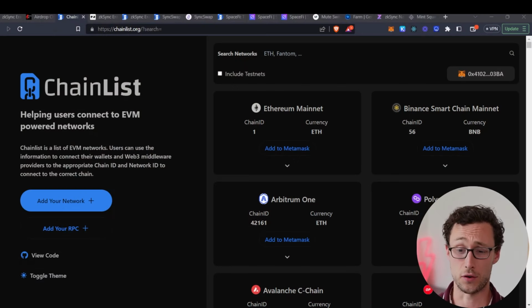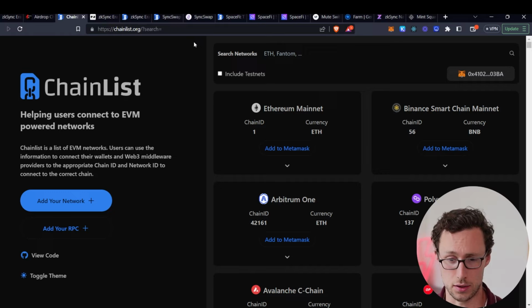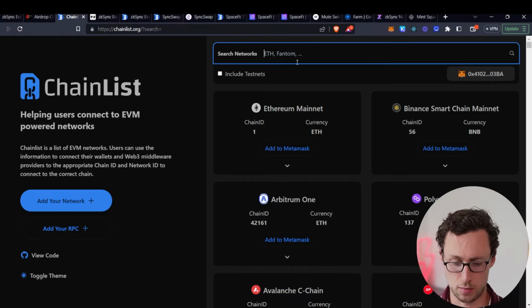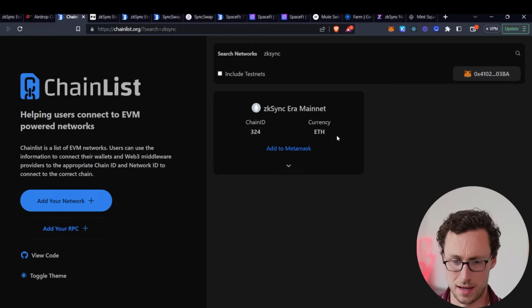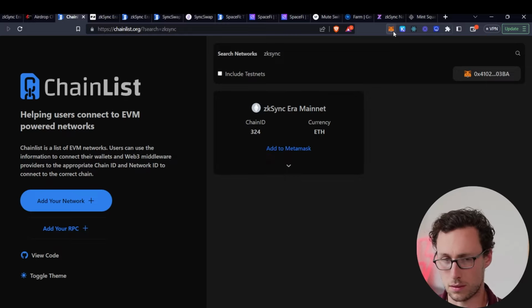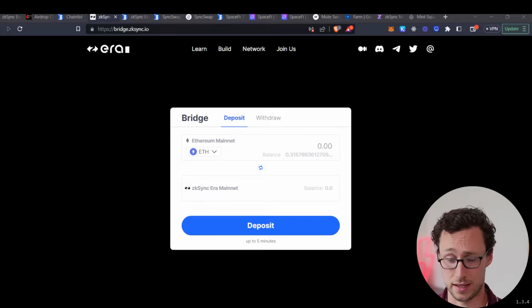All right, so now that you are ready to start using zkSync Era, the first thing that you need to do is add zkSync to your MetaMask wallet. And the best place I find to add any network to your MetaMask wallet, this makes it really just a matter of clicking a few buttons, is chainlist.org. And you just go up here to the search bar and you can type in zkSync like so, and then click on add to MetaMask. And once your MetaMask is connected to the wallet and you click add, it will literally add it to your wallet that simply.